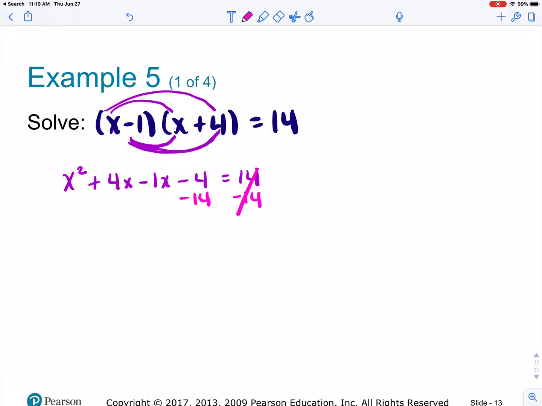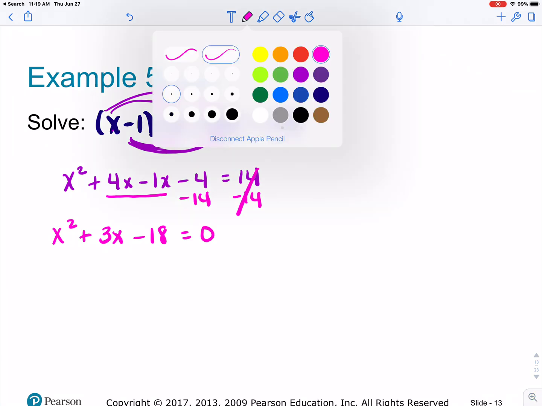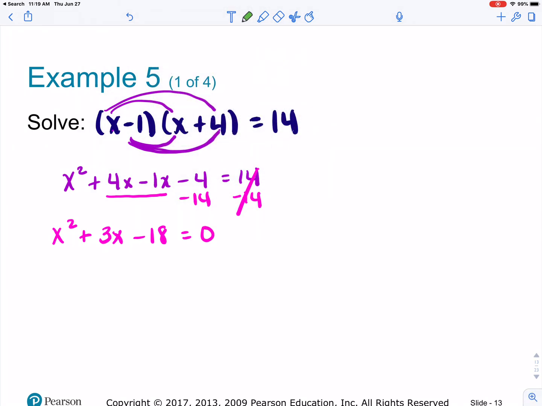Now I'm just going to combine all this together. So I'm going to have x squared. Negative 4x plus 1x is positive 3x. Negative 4 and negative 14 makes negative 18 equals 0. Now I have to factor this thing again. So I'm going to go ahead and factor it again.